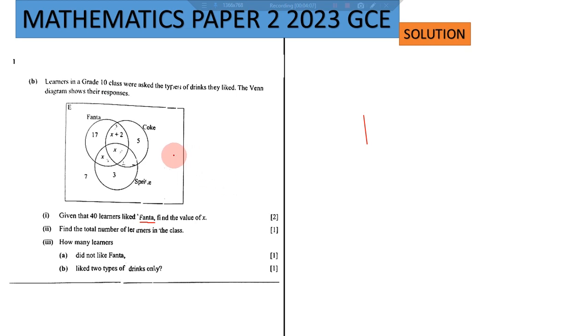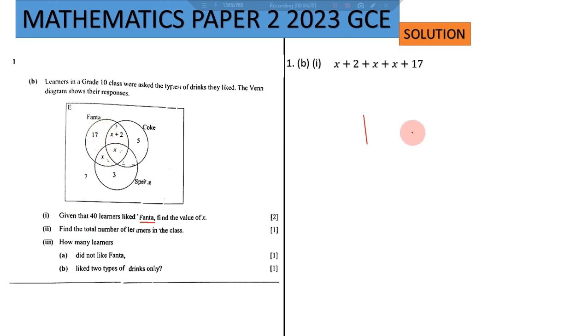It simply means we need to add all these: x plus 2, x and x, then plus 17. Everything when we add here should give us the total as 40, because those are the number of learners that liked Fanta. So let us begin to add. We have x plus 2 plus x and plus 17.